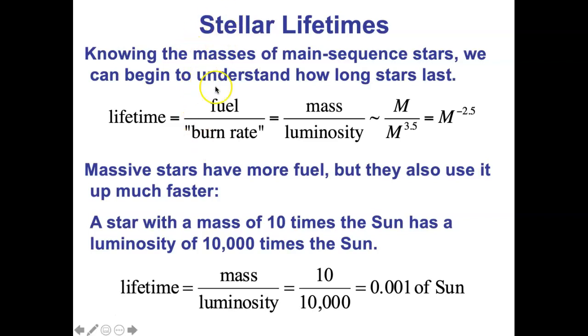Right? We're doing the exact same thing here. We're saying how much hydrogen fuel does the star have divided by the rate at which it is burning that fuel. Well, how much fuel the star has is proportional to the mass. Right? The higher the mass of the star, the more hydrogen fuel it has to burn.